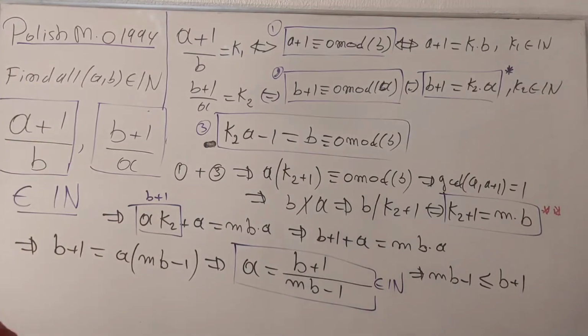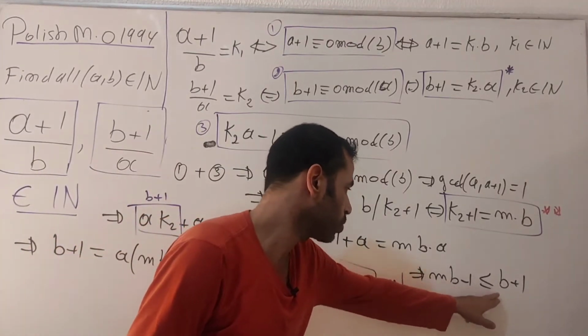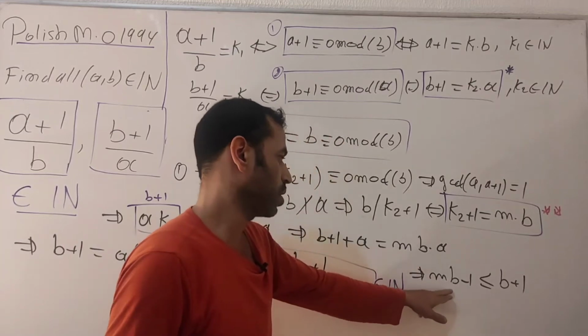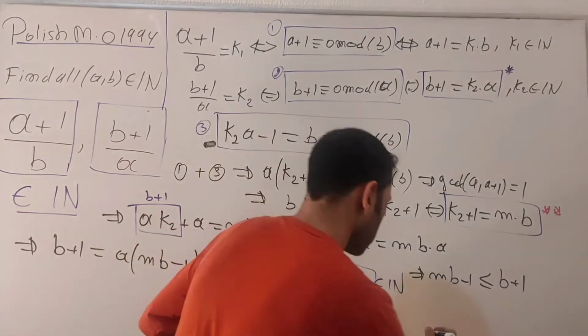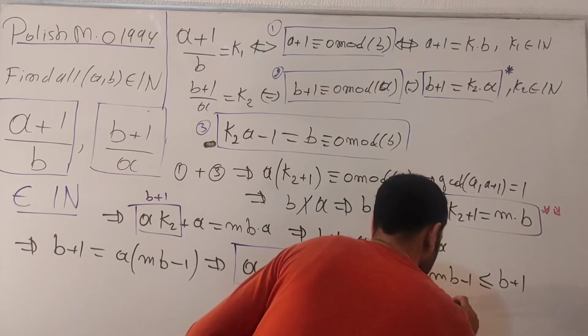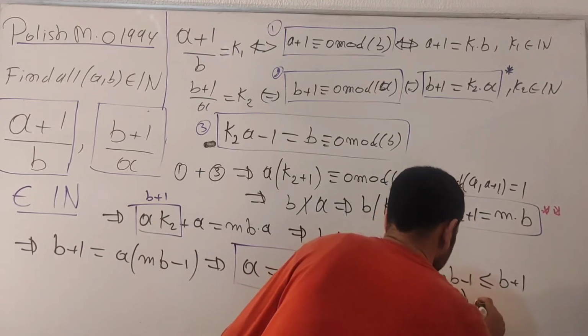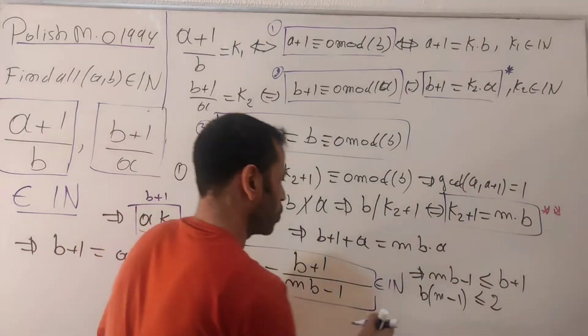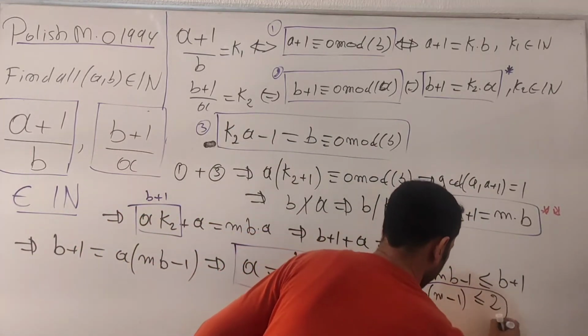Okay, so the next thing up, I'm going to move over b to the left and move over this minus 1 to the right and take b as a common factor as well. So I get b factor m minus number 1, which is inferior or equal to 2. Okay, so now I have ended with this nice expression.